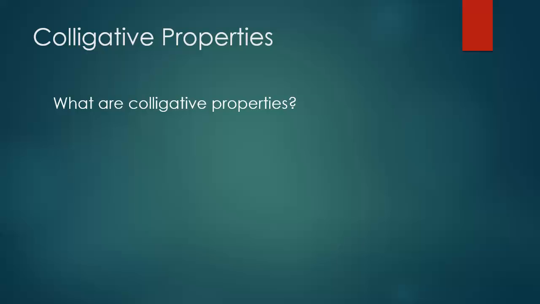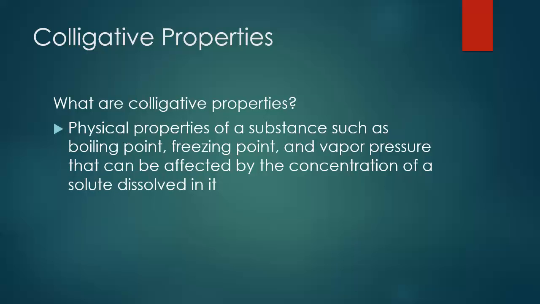What are colligative properties? Physical properties of a solvent, like boiling point, like vapor pressure, like freezing point, that can be changed by changing the concentration of the solvent that is used. These are physical properties that can be changed by adding impurities. So in the case of my ice cream, I added impurities to the ice, and that changed the freezing.